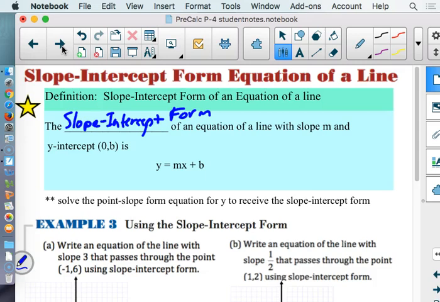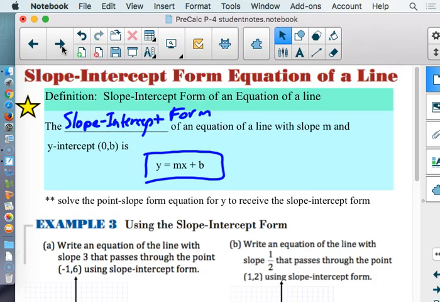Slope-intercept form of an equation of a line with slope of m and a y-intercept of 0, b is that little bugger right there. Y equals mx plus b. We like that one because it gives us the ability to quick graph. You know, one of the units that you have in your Algebra 1 book is quick graphs. And it deals with slope-intercept form and standard form.